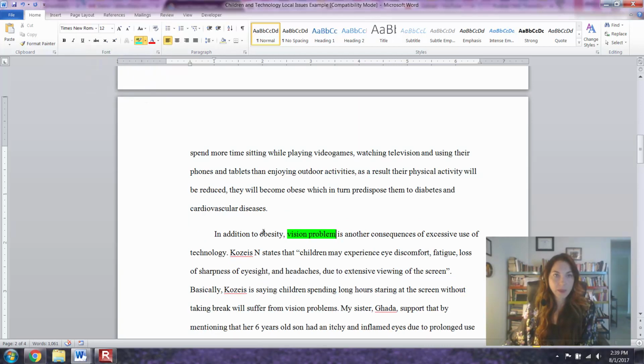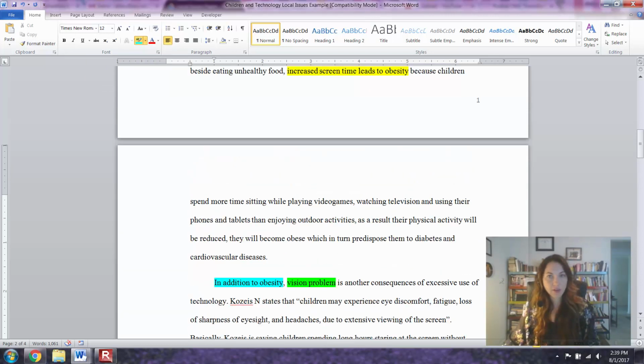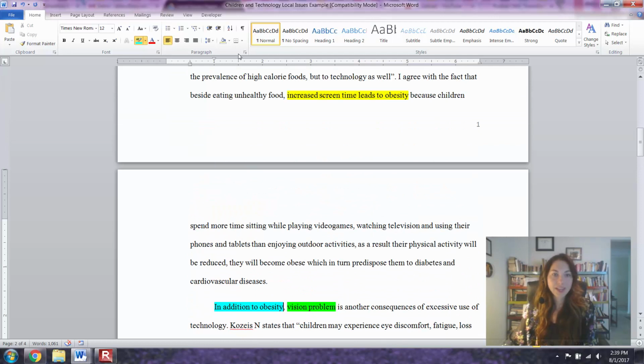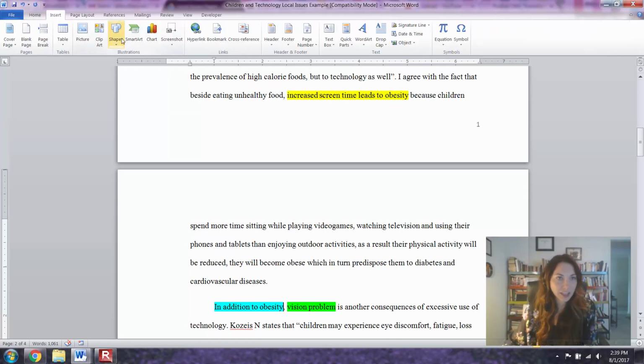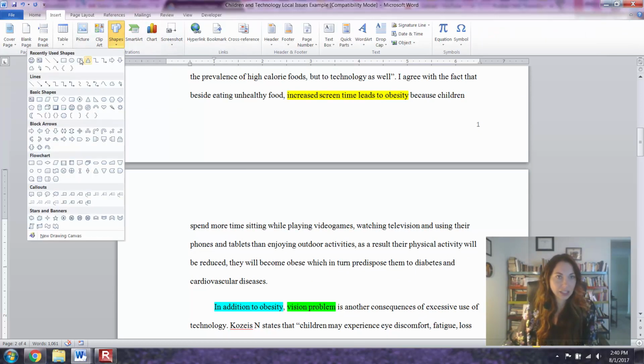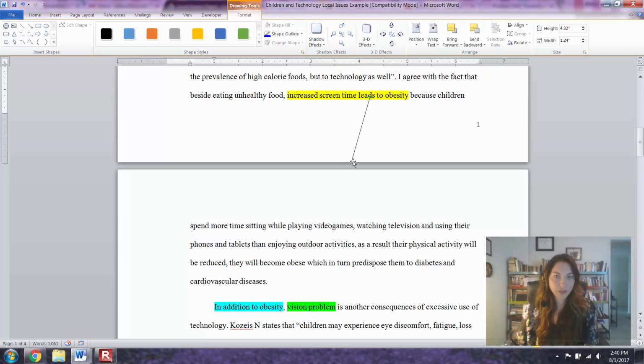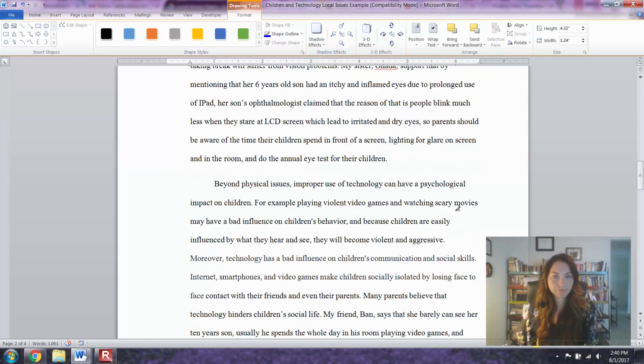So the way that she connects these two ideas is by repeating or highlighting the idea of obesity. "In addition to obesity, vision problems are another consequence of excessive technology use." Okay? So you can kind of see how we connected, let me see if I can make a line. We've got obesity connected to our vision problems. Okay?